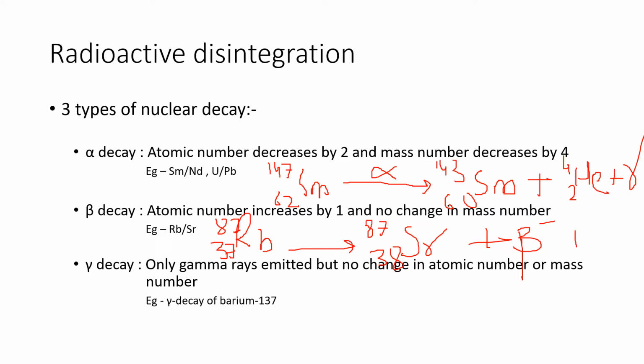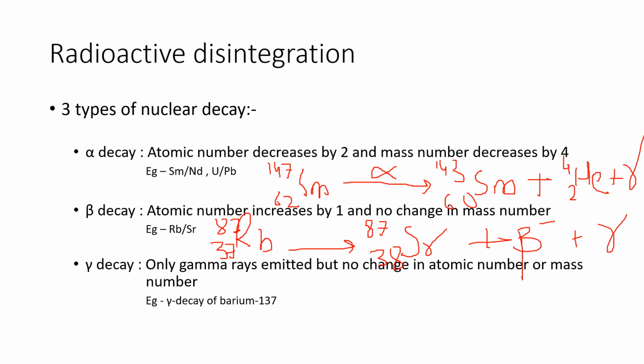So again here some gamma energy will also be released, and this is our beta decay, only change in atomic number, and that too atomic number is increasing by beta decay. Okay, now gamma decay is even simpler. Like if we take barium 137, here no atomic number or mass number will change. Barium will remain barium. It is just simply that it will emit some gamma radiation to attain stability.